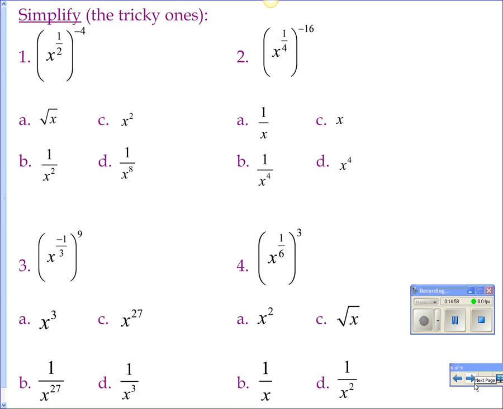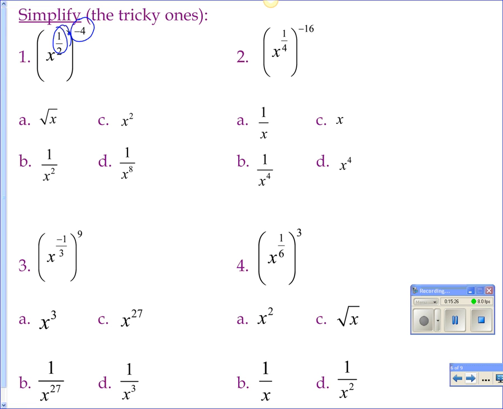Number 1 down here in the next part where it says the tricky ones. On number 1, anybody have any idea what I'm going to do with 1/2 and -4? Think about what we did yesterday. What would I do with 1/2 and -4? Multiply. Very good. Because what's the only thing between them? A parenthesis. So you're going to multiply 1/2 and -4.